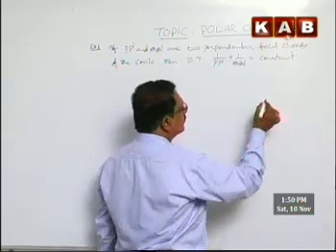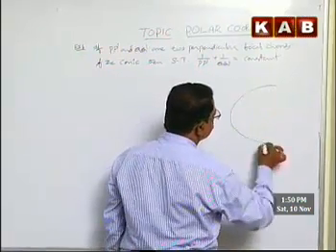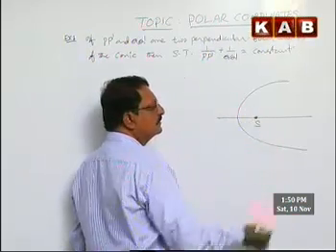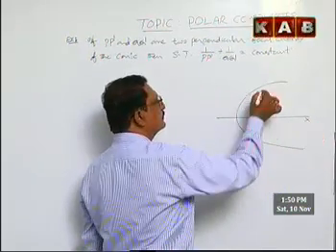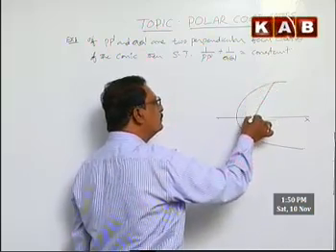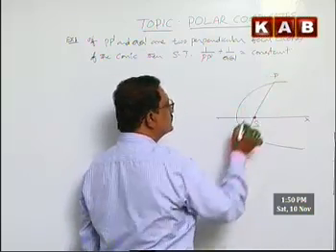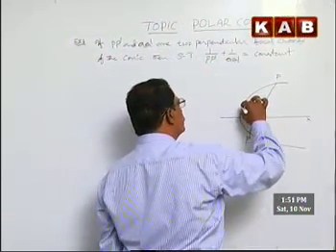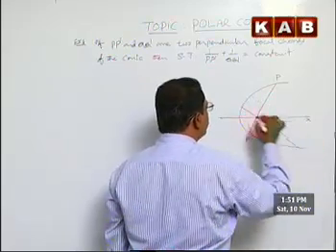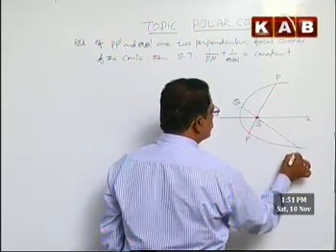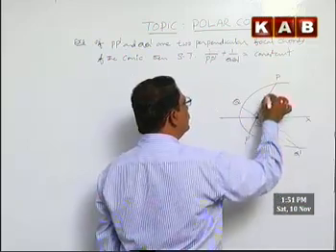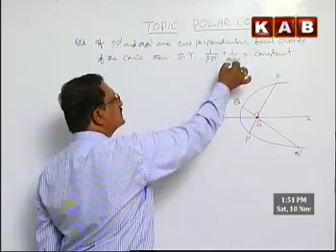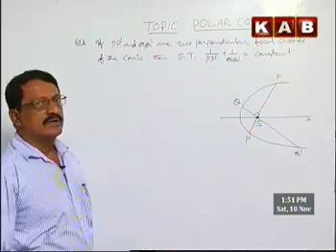Now, first the conic. Consider S is the focus, polar axis. PSP dash is one focal chord. Another focal chord QQ dash is perpendicular to PP dash. QQ dash and PP dash are perpendicular focal chords. Required: 1 by PP dash plus 1 by QQ dash equals to constant.